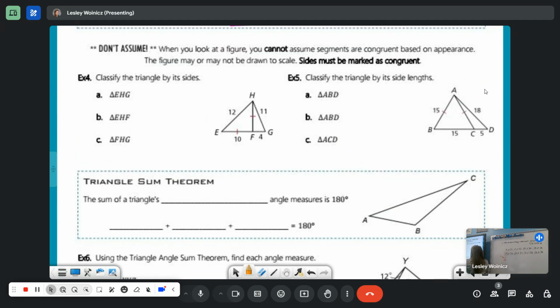All right, what about triangle EHG? We've got a 10, 11, and a 12. Are any of them congruent? No. So, scaling. All right, what about triangle EHF? Yeah, it's isosceles. We know because the two sides are marked as congruent.